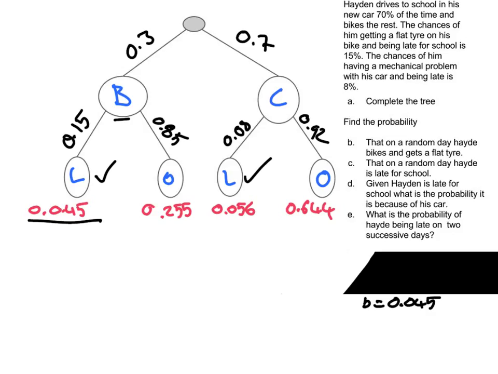Oh, I've just made a small mistake. Let's try that again. 0.045 plus 0.056, and that equals 0.101. So the answer to C is 0.101. So far this has been pretty easy.